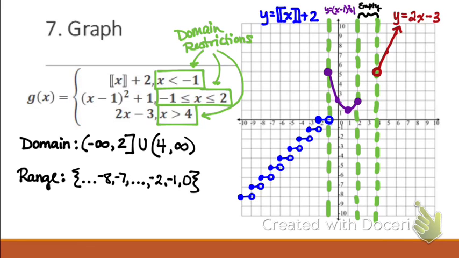After this point, where does it pick up again? All the way up. At 1, so union 1, bracket or parenthesis? Bracket. Until when? Infinity. I can get this high on my parabola, and then this takes me the rest of the way.